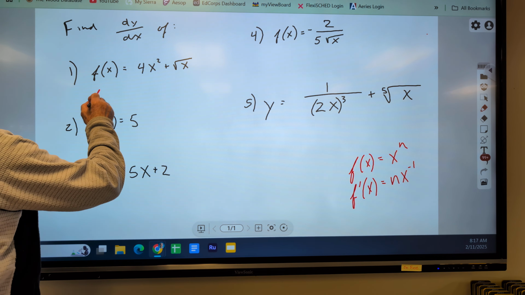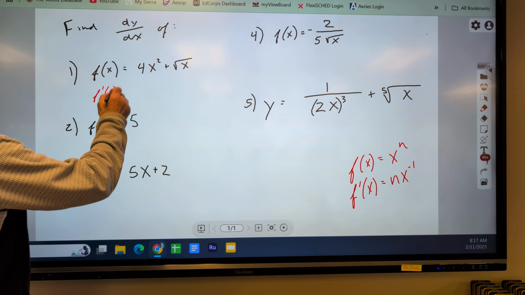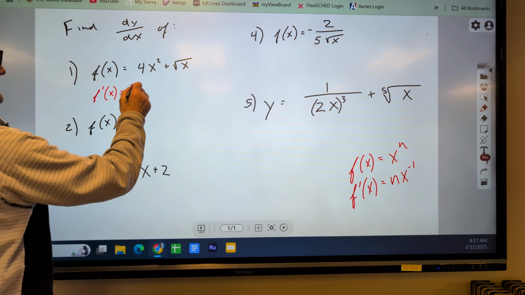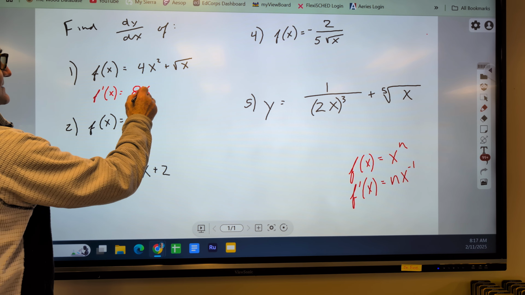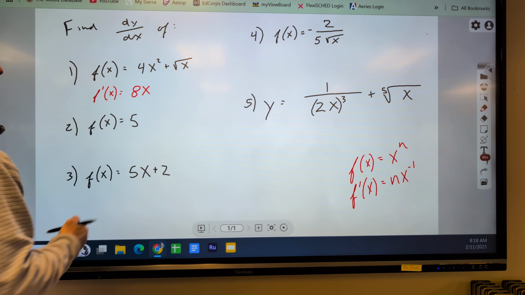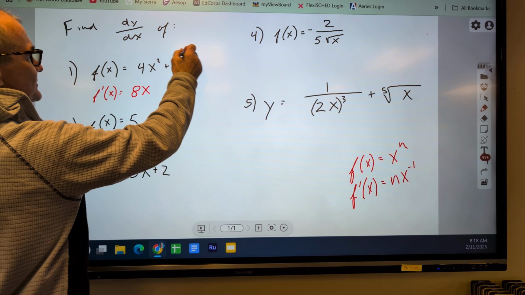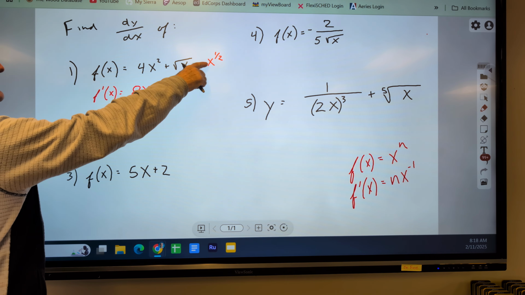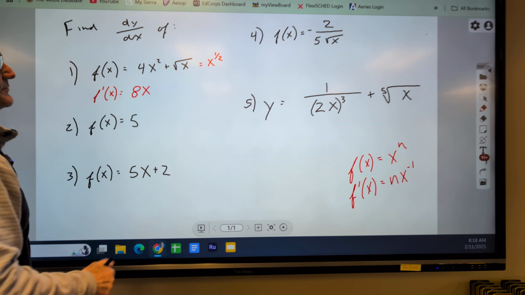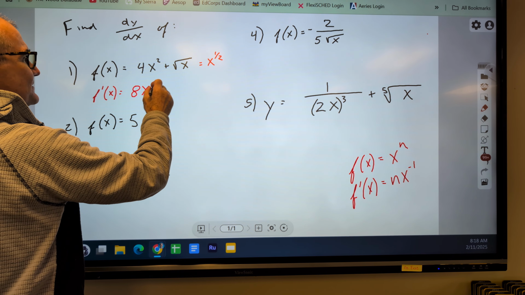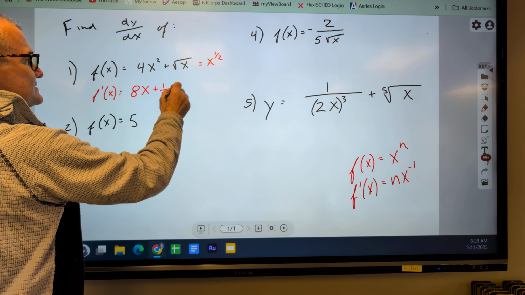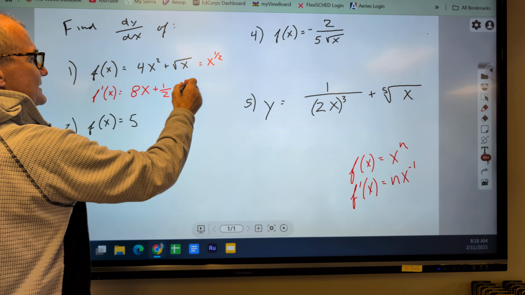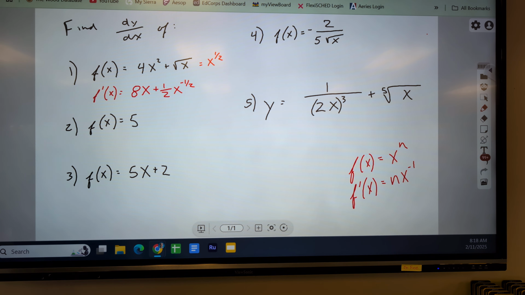So f prime of x, the derivative of this, bring that 2 down in front to get 8x, subtract 1 to get x to the 1. This is equal to x to the 1/2, so to turn the square root into a fractional exponent, bring that half down in front, subtract 1 from it, and that's your derivative.